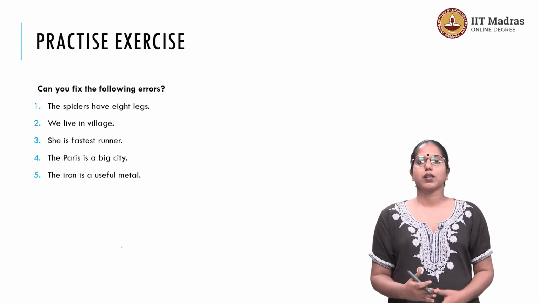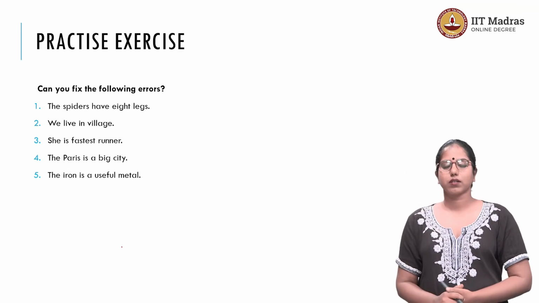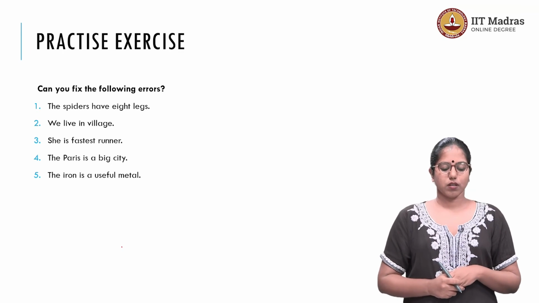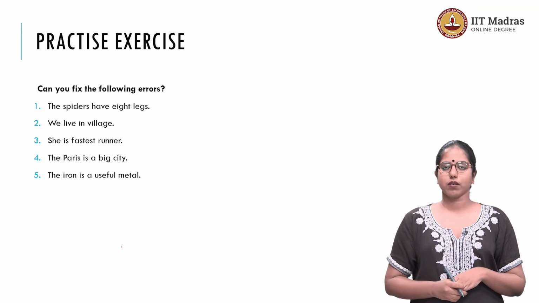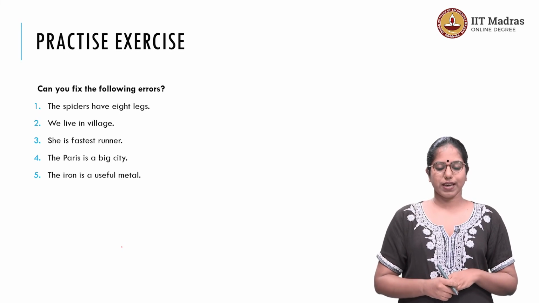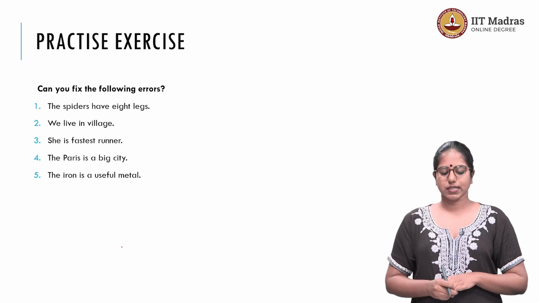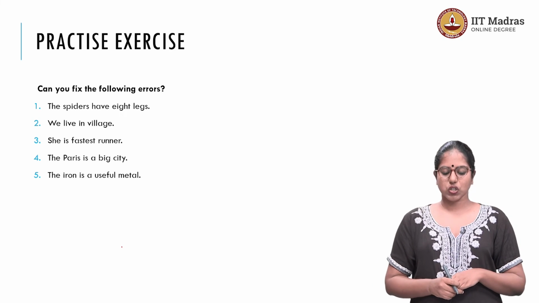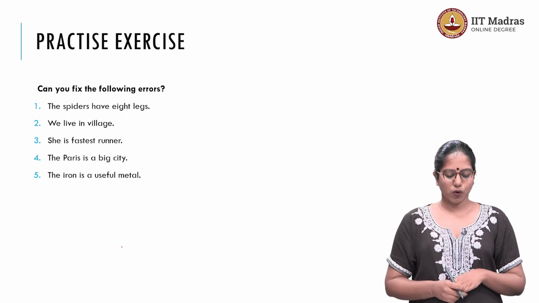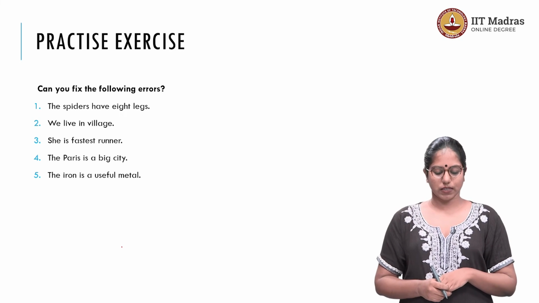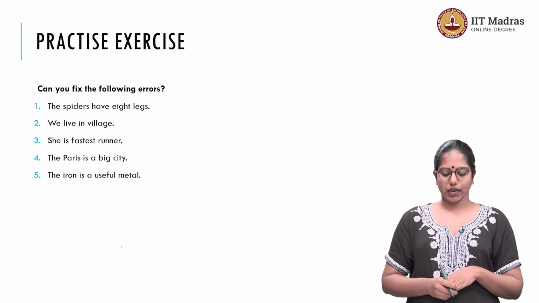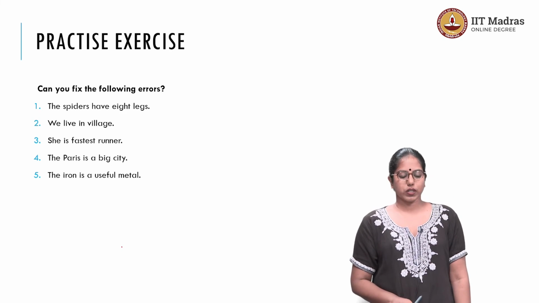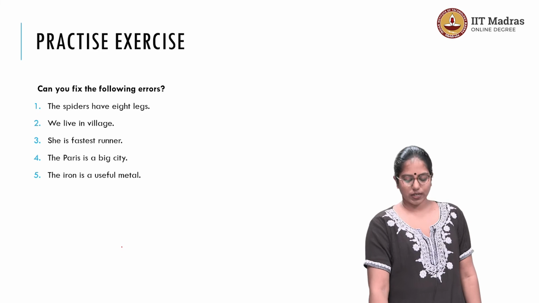Now, from what we have learned, let's quickly do a practice exercise. Can you fix the following errors? First sentence is, the spiders have 8 legs. Second, we live in village. Third, she is fastest runner. Fourth, the Paris is a big city. Fifth, the iron is a useful metal. Pause the video, work on these sentences and I'll show you the answers.